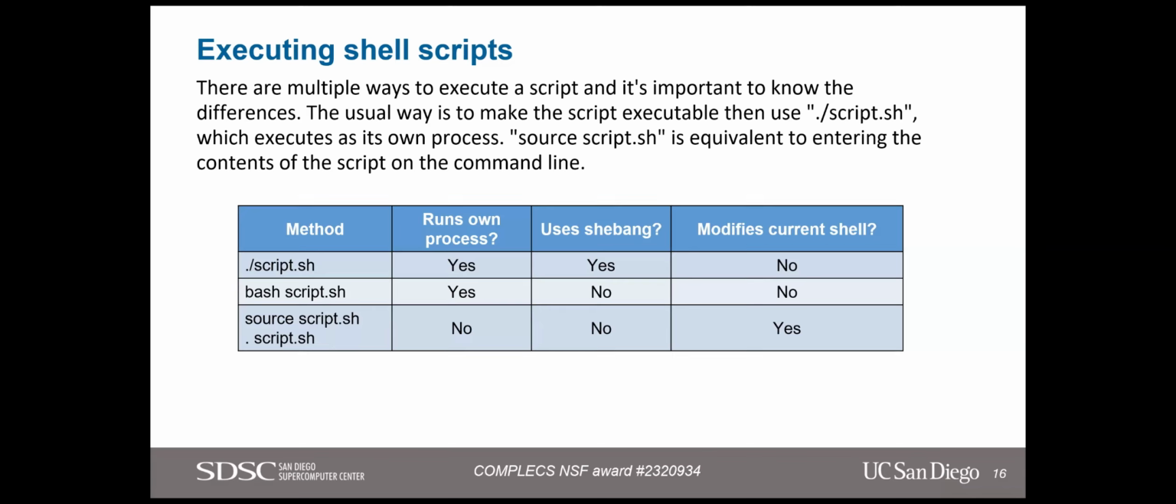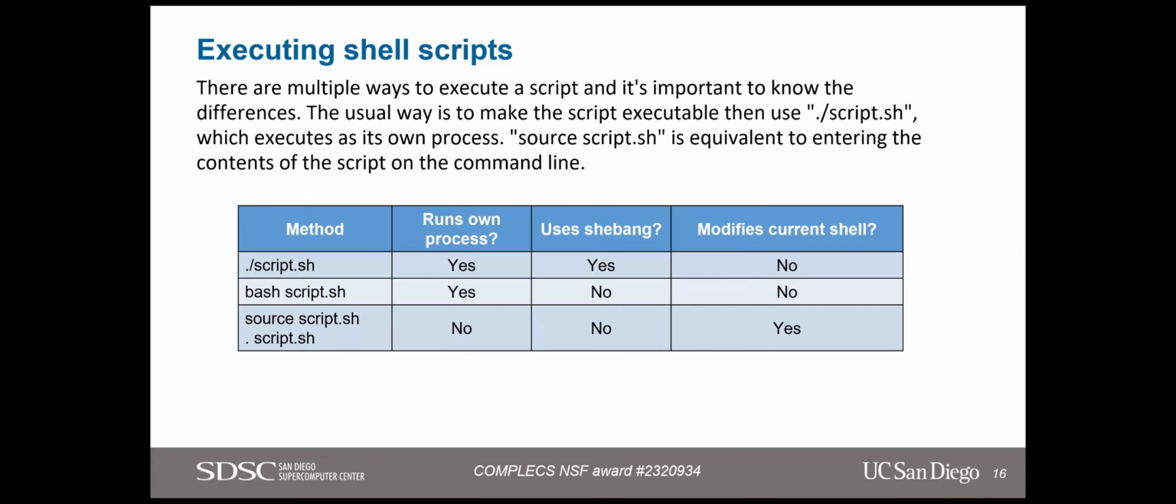The second way we can do it is the explicit way, basically calling the shell itself. If for some reason you don't want to change permissions on a file, you can pass the script as an argument to the shell interpreter itself. By using bash, we know that the interpreter is bash, and then the script.sh. When we run this way, we are also creating a new subshell.